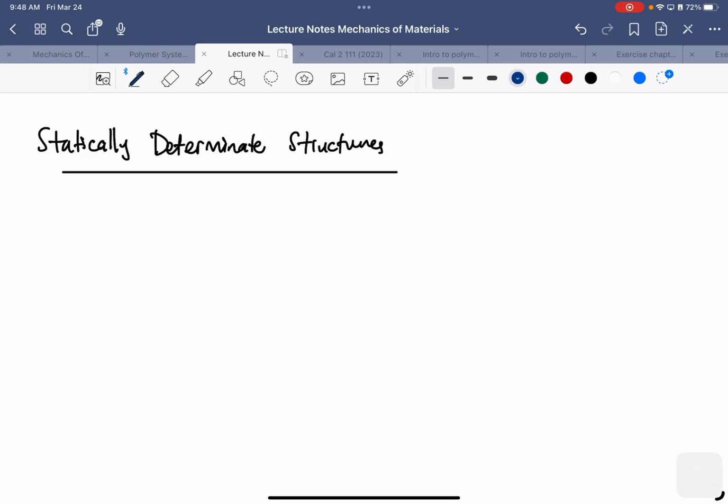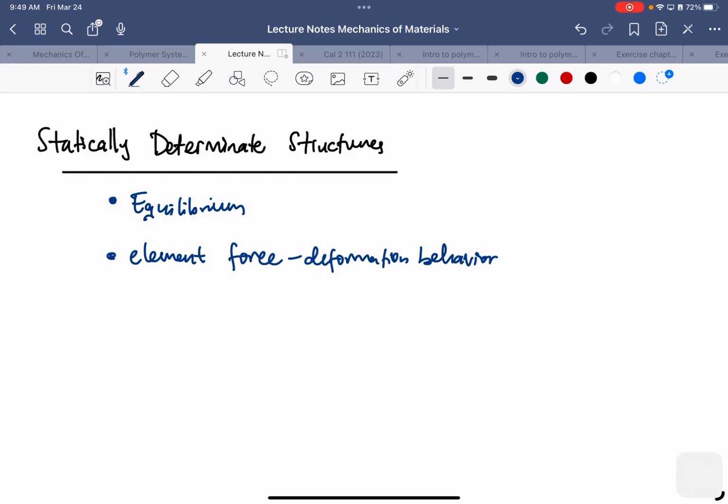So what we need to take, okay, equilibrium. This is the summary from the previous example. So the equilibrium, the element force deformation behavior, and geometry of deformation.